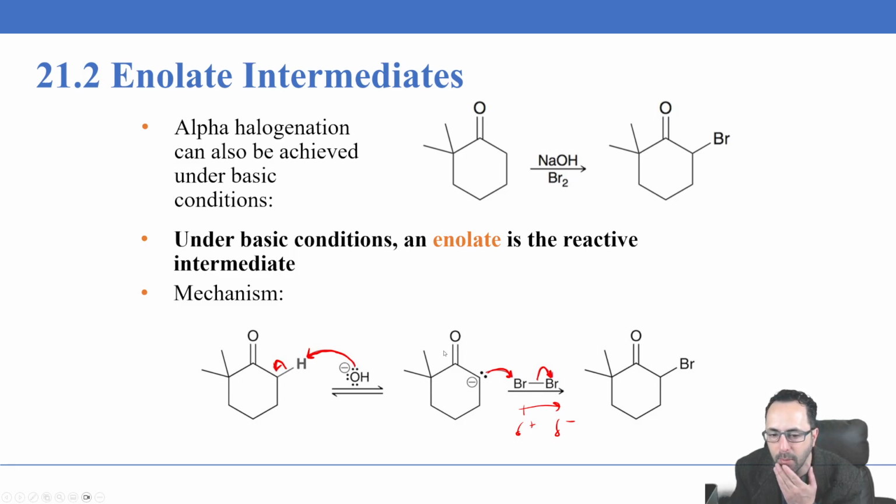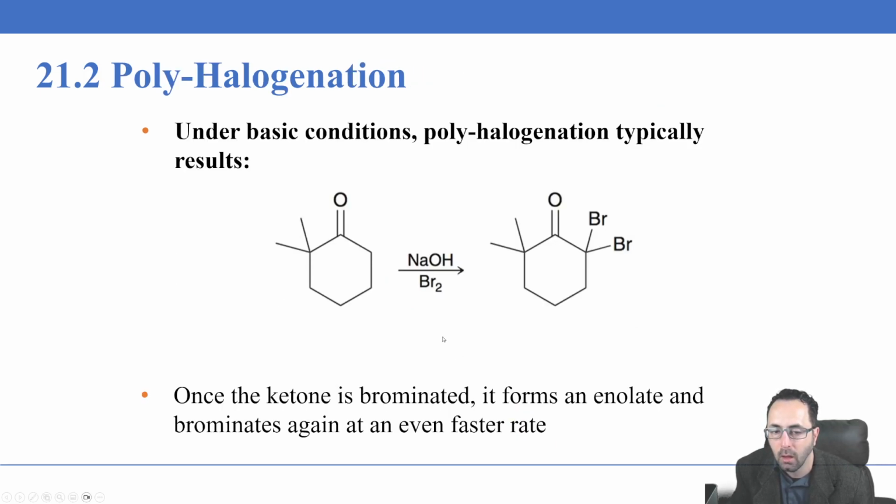So the difference here is that before, in the acid-catalyzed halogenation, the enol was the intermediate, but under basic conditions, the enolate ion is the intermediate in this halogenation. Practically speaking, when we brominate the ketone and it forms an enolate ion, it can brominate again and again. And so poly-halogenation, as we saw in the radical halogenation back in chapter 10, is very common in this case, and so we might end up with more than one halogen atom attached when we do the base-catalyzed halogenation.